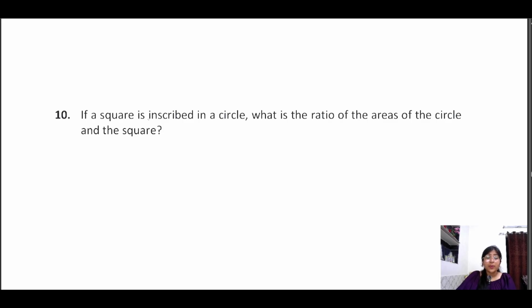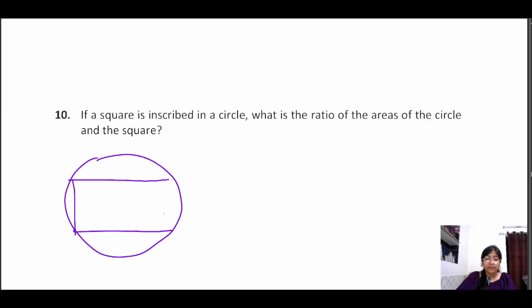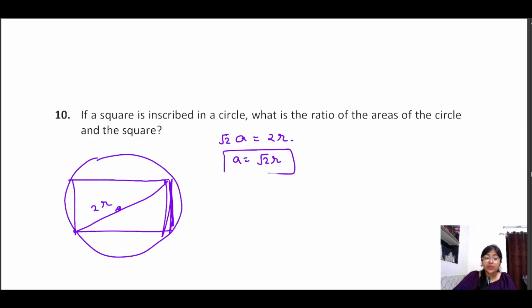Try this. If a square is inscribed in a circle, so there will be a circle and inside the circle there is a square. What is the ratio of the areas of the circle and the square? Let the radius of the circle be r, so the diameter will be 2r, and this will be the diagonal of the square. If the side of the square is a, the diagonal length will be root 2a. Yes or no? So root 2a will be equal to 2r. Yes. The side of the square will be root 2r.